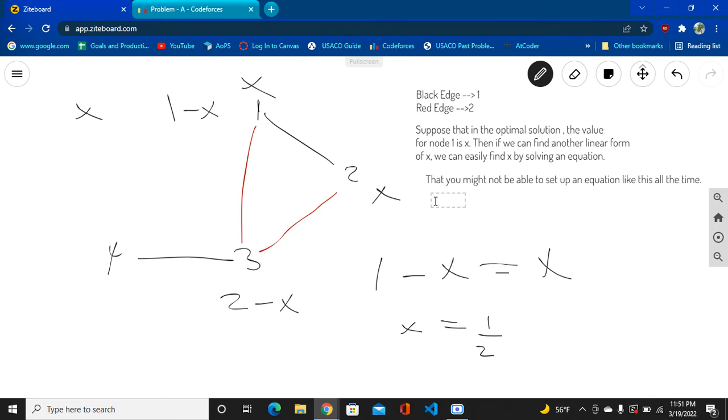So basically the idea is, and I should also mention that we are going to solve this problem by solving it for each of the connected components.